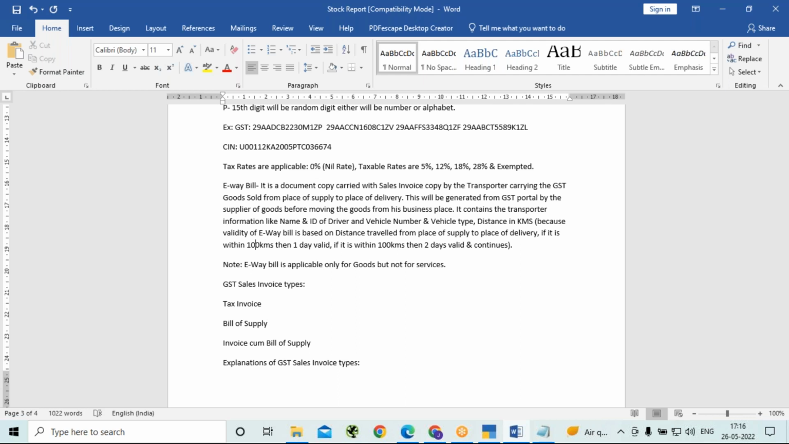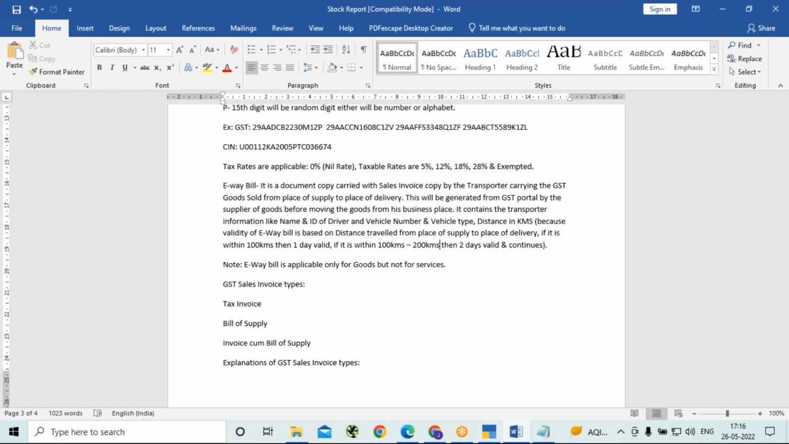In case it crosses more than 100 and is within 200, then it is 2 days. So like this, it keeps on continuing. Based on the kilometers, the time period is going to be calculated.